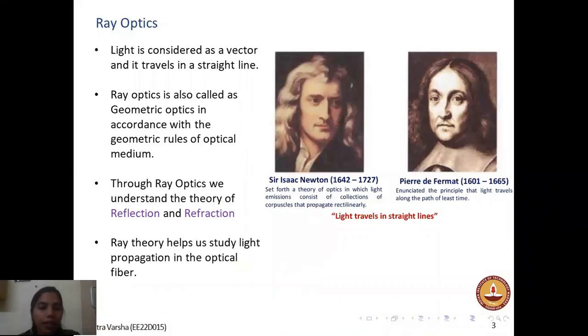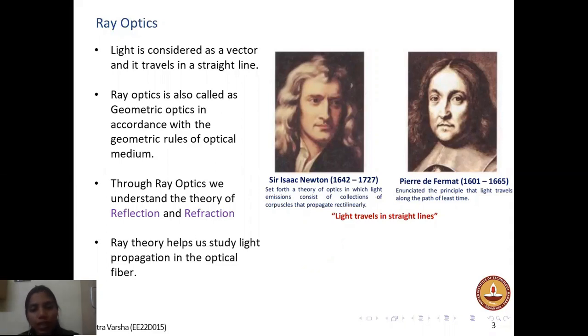Ray optics, as the name suggests: in ray optics, light is considered as a ray, that is, light travels in a straight line. Light is considered as a vector. Ray optics is the simplest theory of light. Light is described by rays that travel in different optical media in accordance with a set of geometric rules. Ray optics is therefore also called geometrical optics.